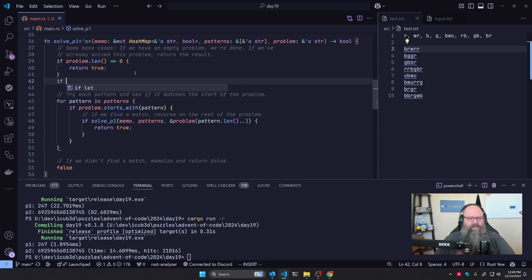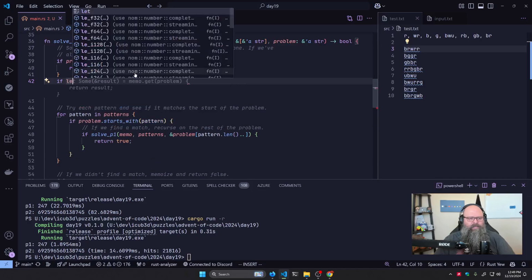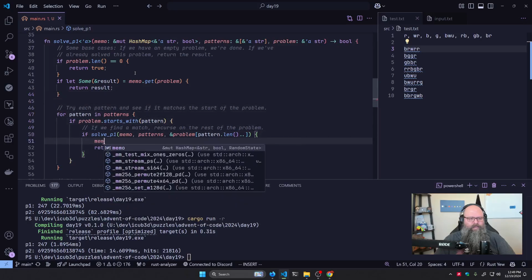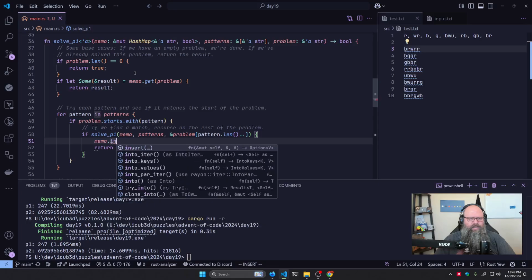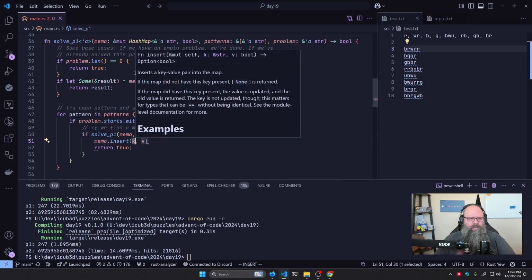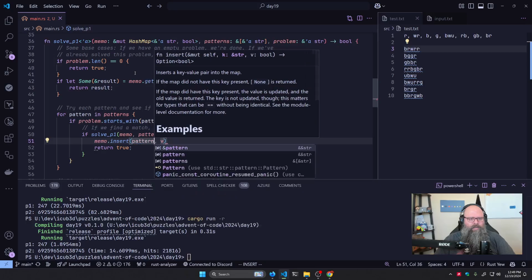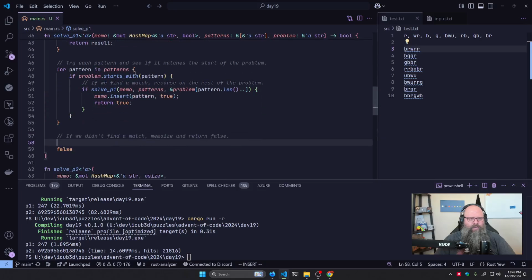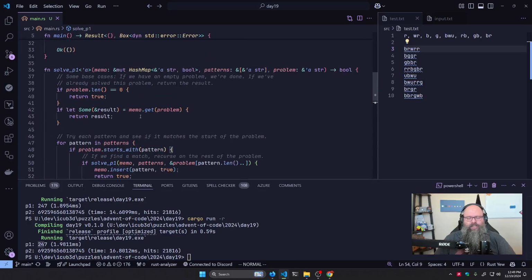If let some result memo dot insert. We need to do one more right here. The memo isn't necessarily needed on part 1, but I thought I'd still show it to you here.